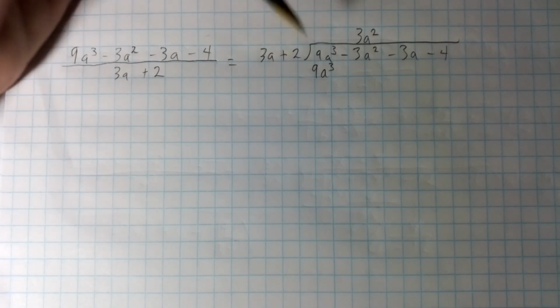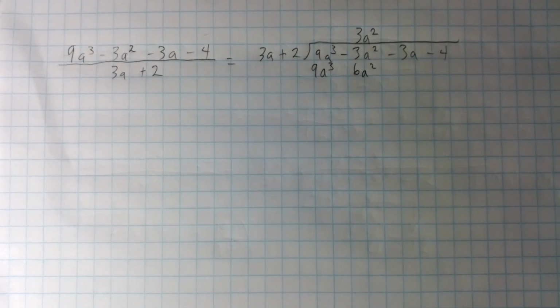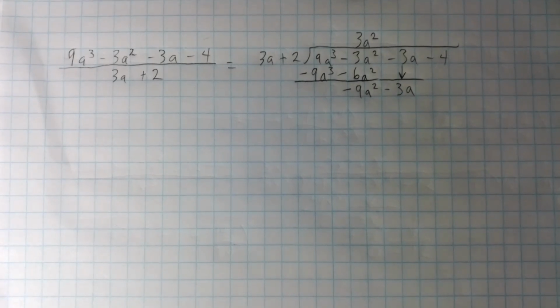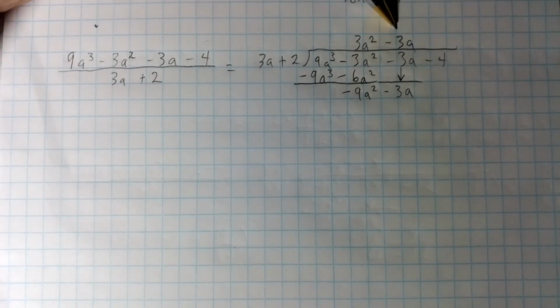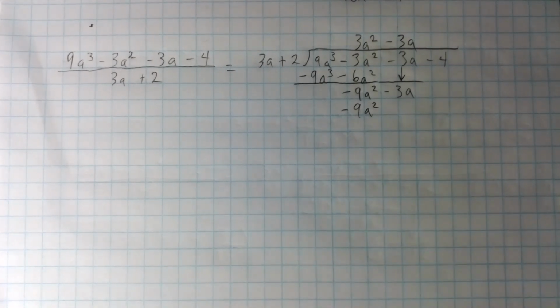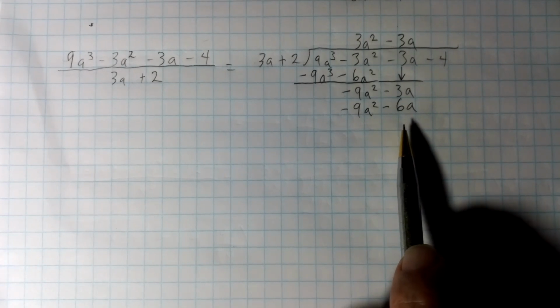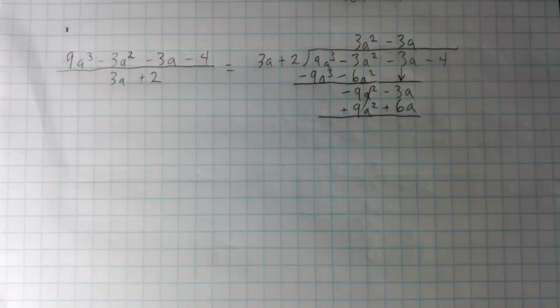This times this gives me this. This times this gives me 6a squared. I'm going to minus both. Here's what I get. Now bring down my 3a and start again. 3a has to become a negative 9a squared. After doing my side work, that means I'm going to need a negative 3a. Negative 3a times 3a gives me my negative 9a squared. My next term will be a negative 6a. When I minus my negatives, I turn out to add them. These go away. My negative 3a and my 6a just become a 3a.